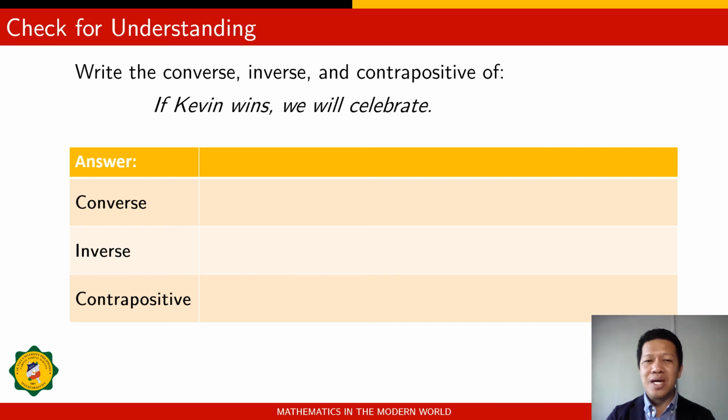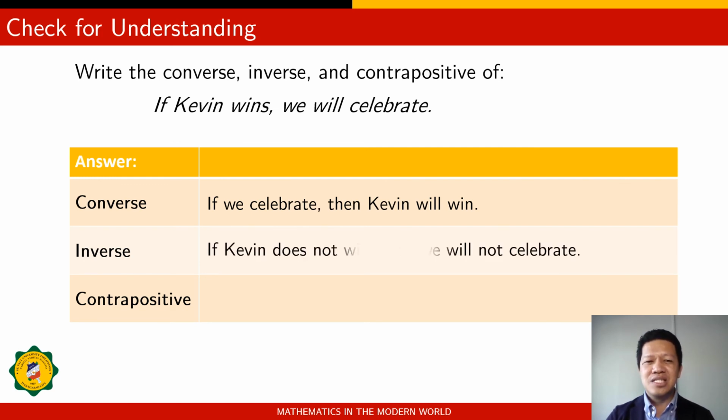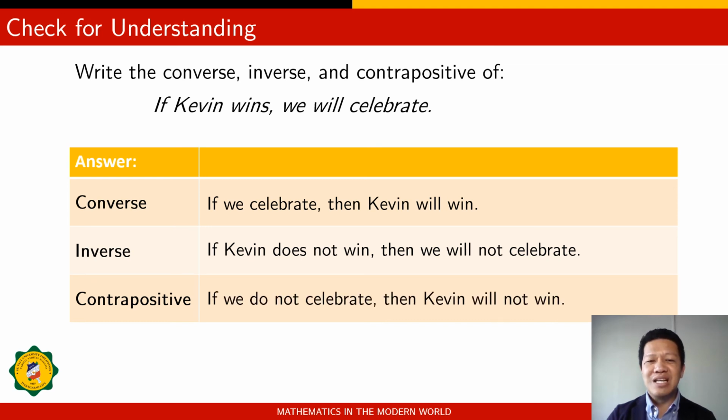Pause this video and try to answer. So let's check your answers. For the converse, the answer is, if we celebrate, then Kevin will win. For the inverse, if Kevin does not win, then we will not celebrate. And for the contrapositive, if we do not celebrate, then Kevin will not win.